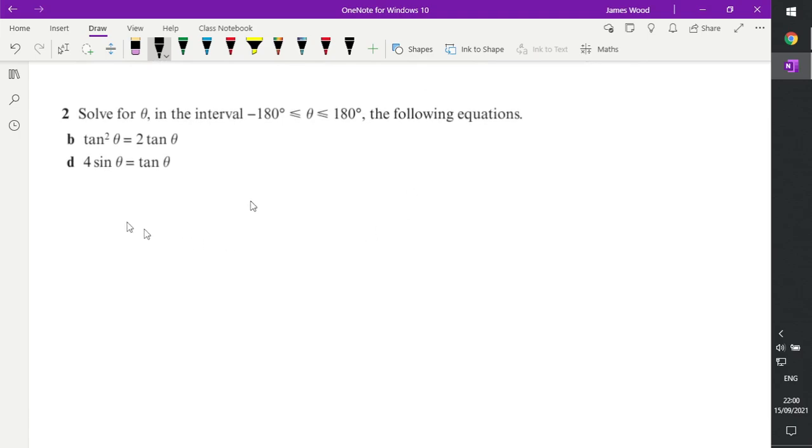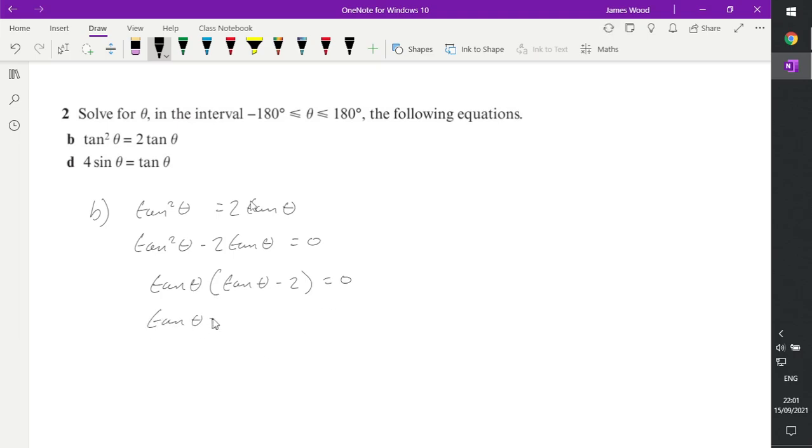Let's just have a look at these last two. So tan squared theta equals 2 tan theta. Let's just move it all onto one side, equals 0. Now I can factorize it. So I can take a tan theta out, like that. So now I've either got tan theta equals 0 or tan theta equals 2. And then I can solve these between minus 180 and 180.